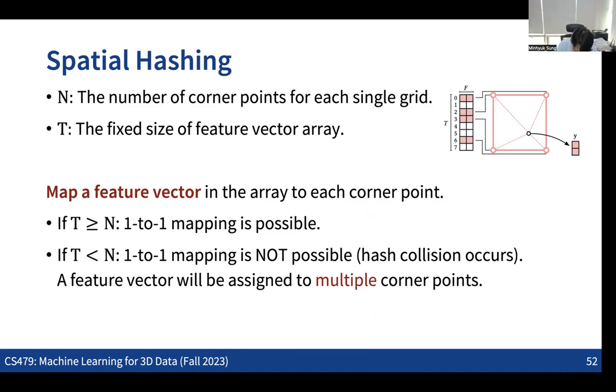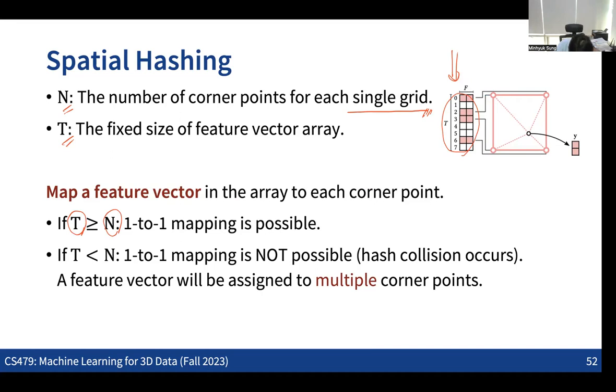So here, basically what we want to do is, let's say n is the number of corner points for each single grid. And let's say we have t feature vectors, like we have an array of feature vectors here. And we want to assign the feature vectors in this given array to each of the corner points in the single grid. Which means that if the number of feature vectors is larger than the number of corner points, then we can basically do some kind of one-to-one mapping. We can assign each feature vector to one of the corner points, right?